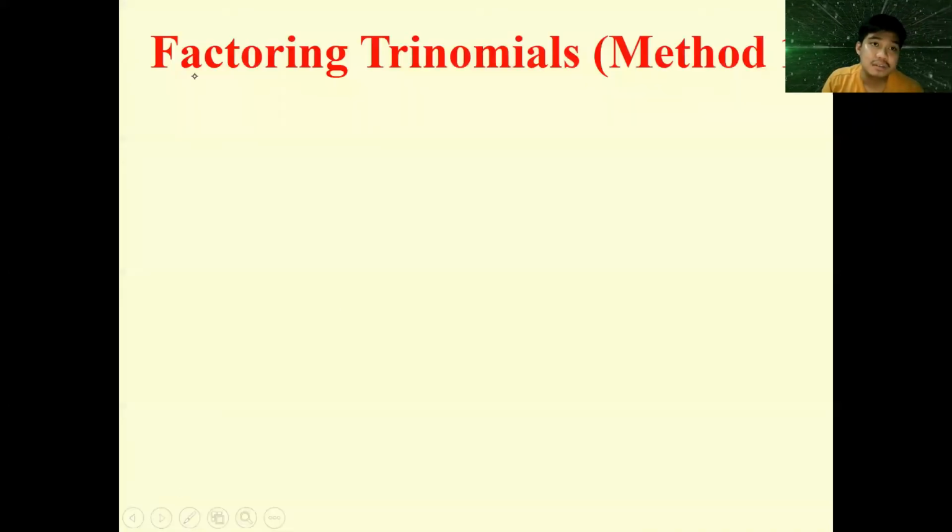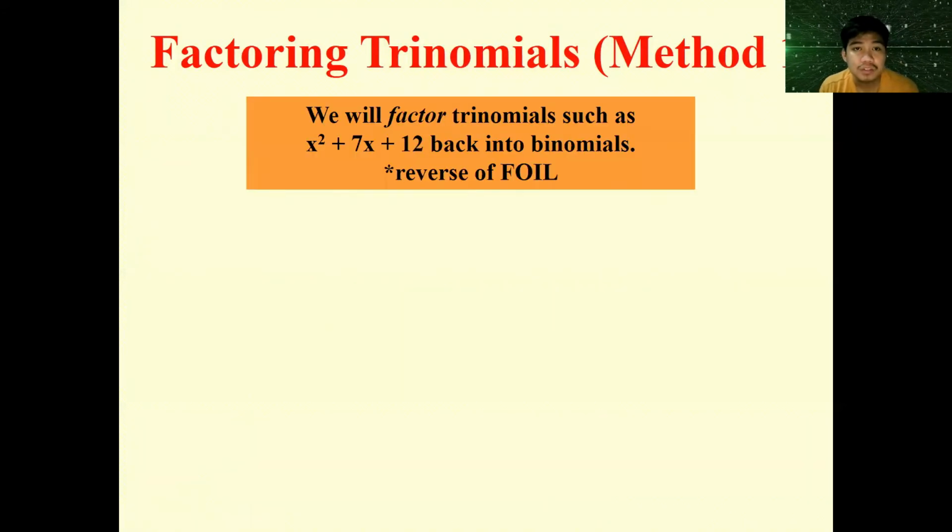So we have factoring trinomials. We have here method 1. We will factor trinomials such as x squared plus 7x plus 12 back into binomials. So we are going to do the reverse of FOIL. Ito yung sinasabi ko kanina.